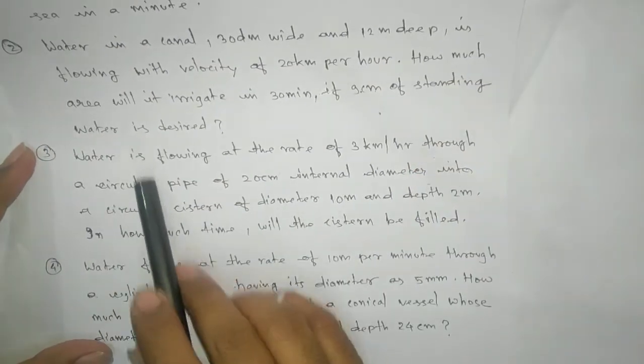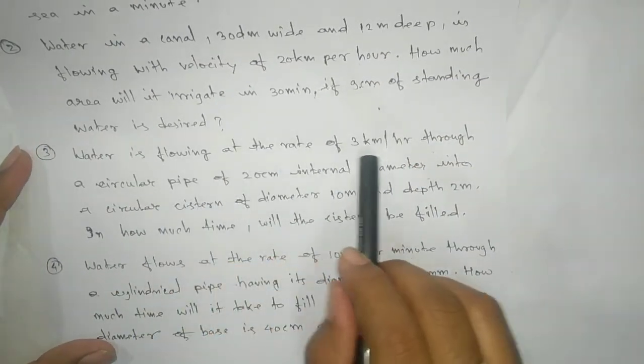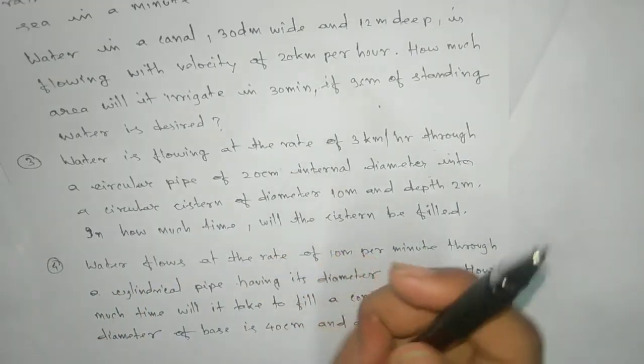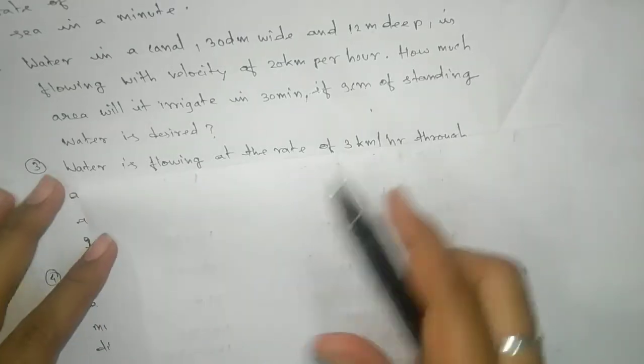Okay, next, the third one. Water is flowing at the rate of 3 km through a circular pipe. See here, the last two problems we have taken as what?